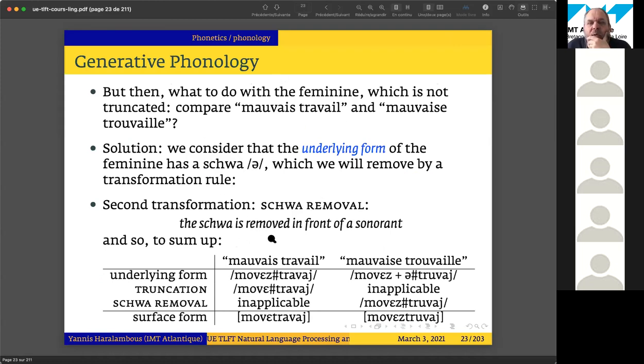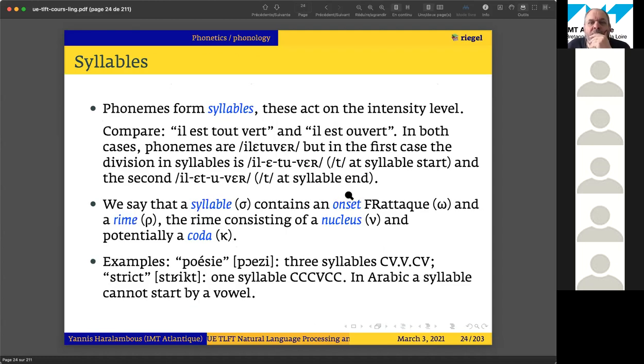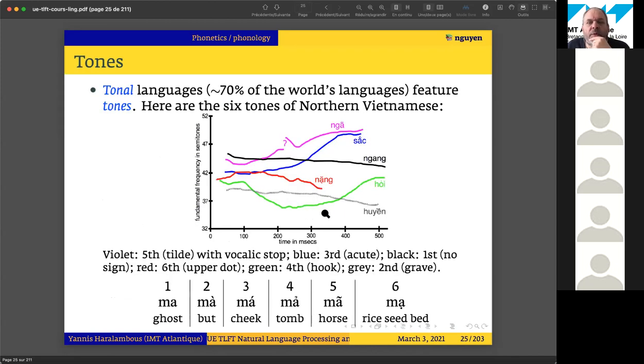This is just for information, for you to know that people have worked on how we go from phones to phonemes and how we formalize this. Then the next step is building syllables. Syllables have an onset, which in French is called attaque. Sorry, here's a Latin problem here. And a rhyme, and a rhyme has a nucleus and a coda. So this is a standard way of describing syllables.